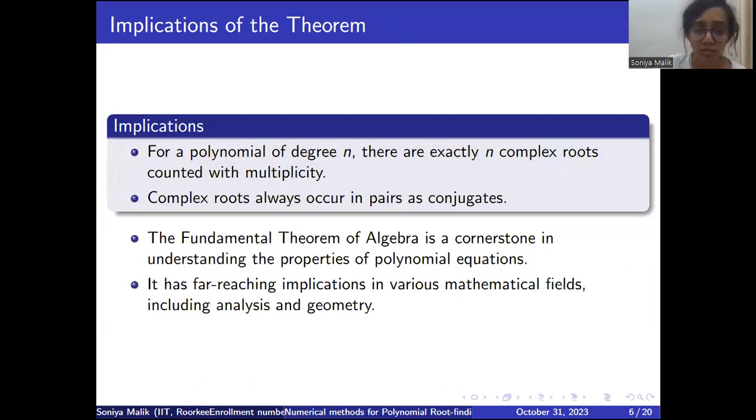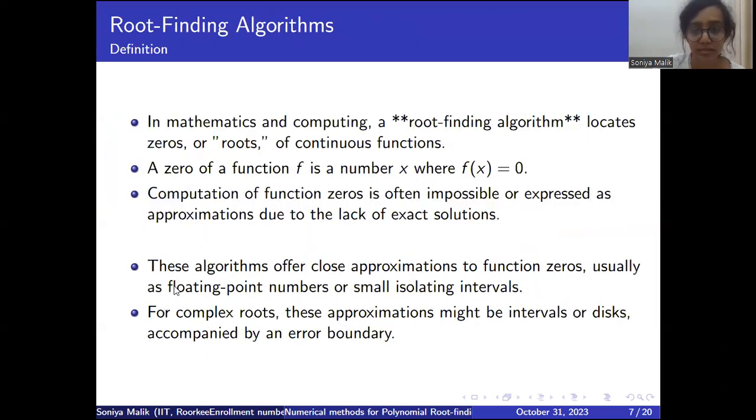So the complex roots always occur in pairs, and this fundamental theorem of algebra is very important to understand polynomial equations, and it has various applications in mathematical fields. Then we have some algorithms to find the roots, or say zeros. Zeros are basically the same as roots of a polynomial. Sometimes it is impossible to find the exact solution, so then we go for an approximate solution of the polynomial.